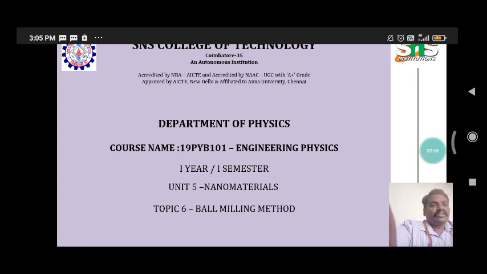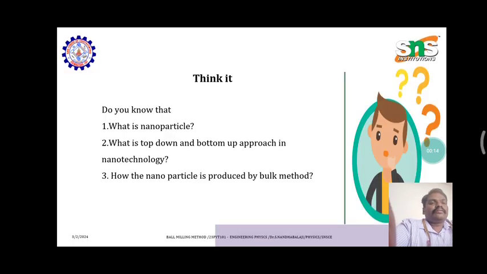Today we are discussing the nanomaterials ball milling method. It is a top-down approach to making materials. We know that there are two approaches for nanoparticles, the top-down approach and the bottom-up approach. Now we are discussing how the top-down approach works.